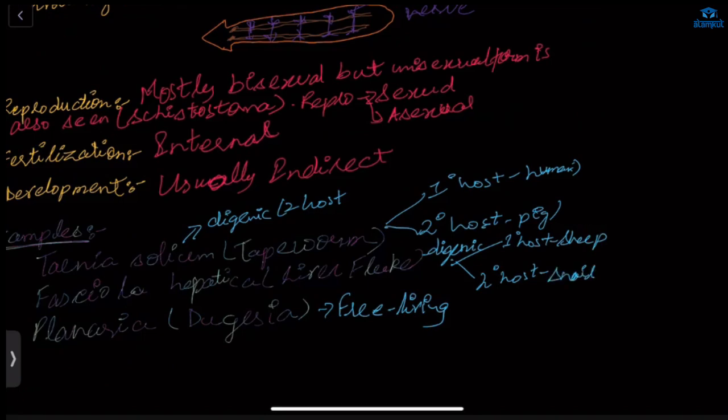Okay, so this much you have to remember about Taenia and Fasciola, because in some of the books of class 11th you will see ki in dono ka pura life cycle diya hai. So no need to remember that whole life cycle, only you have to remember ki inka host kaun kaun sa hai, who are their primary host and who are their secondary host. Okay, so you have to remember these two points about them.